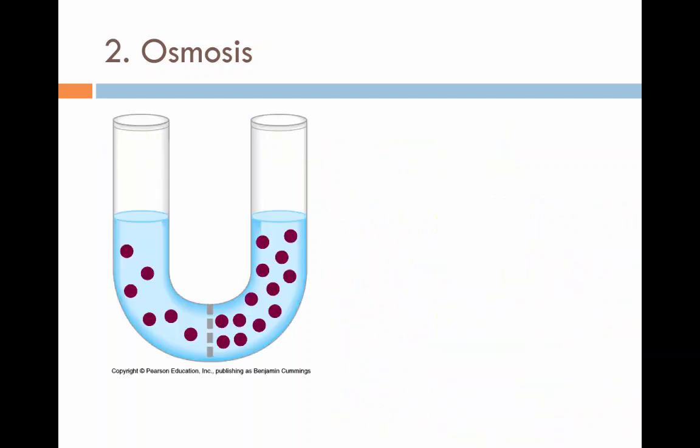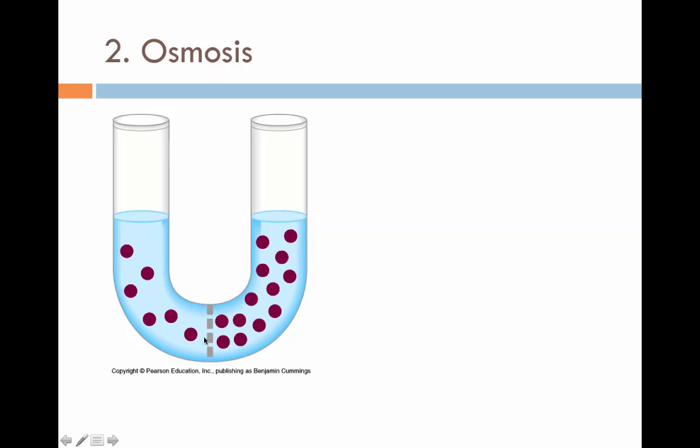Here's another example. This is showing you a tube separated by an artificial membrane. Let's pretend this is a plasma membrane in the middle. The purple dots represent molecules, and the blue liquid in the background is just water. Look at the 2 sides of the test tube. The left side has less molecules, less purple dots, than the right side. So the left side has more water.